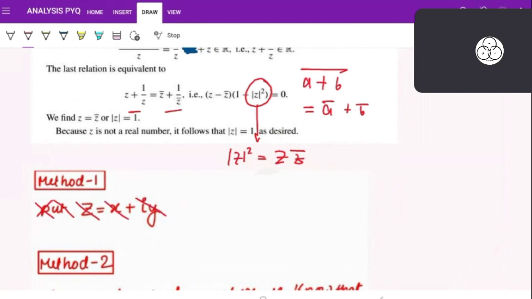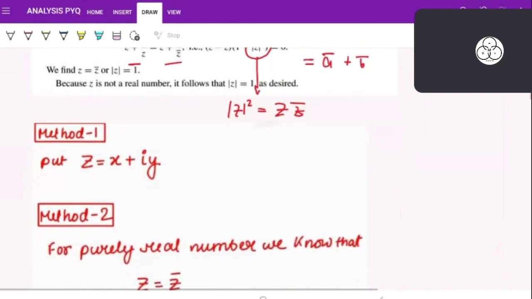We should always avoid this method. This should be the last approach for any complex number question, because this often gives us a long calculation. Now what's method 2?